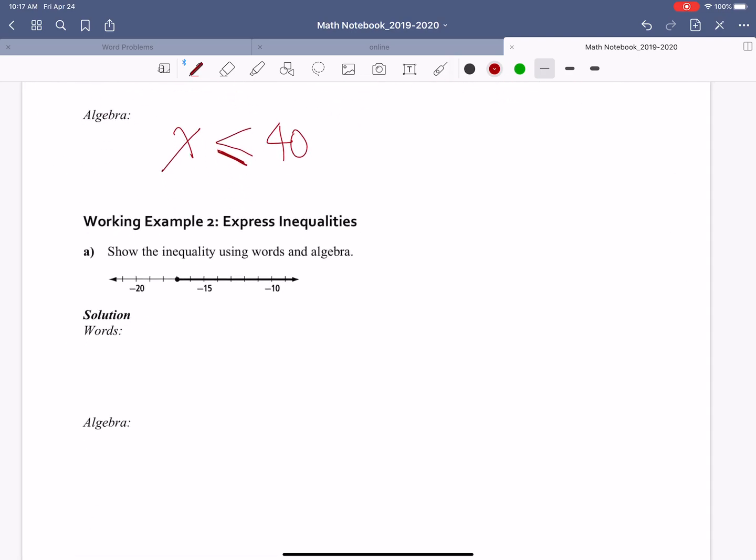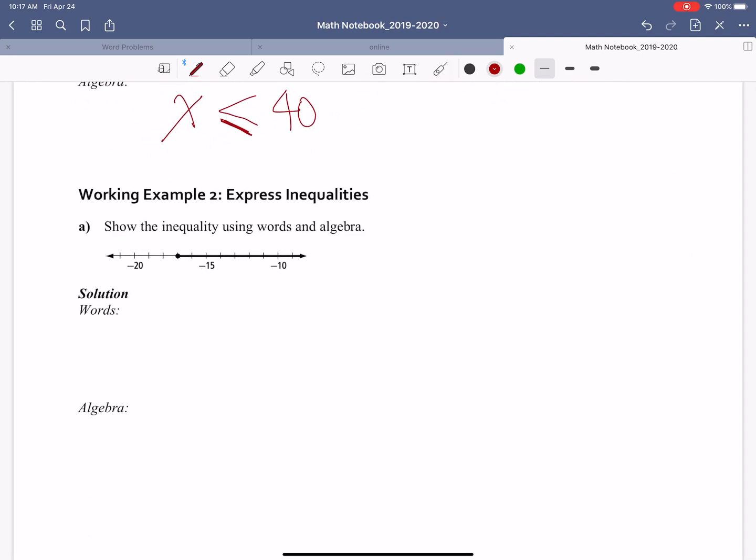So express inequalities. Show the inequality using words. So they are giving you a graph, okay? The graph, let's see what the boundary point is. So this is negative 10, this is negative 15, so negative 16, negative 17, negative 18, negative 19, okay? So here the boundary point is negative 17.